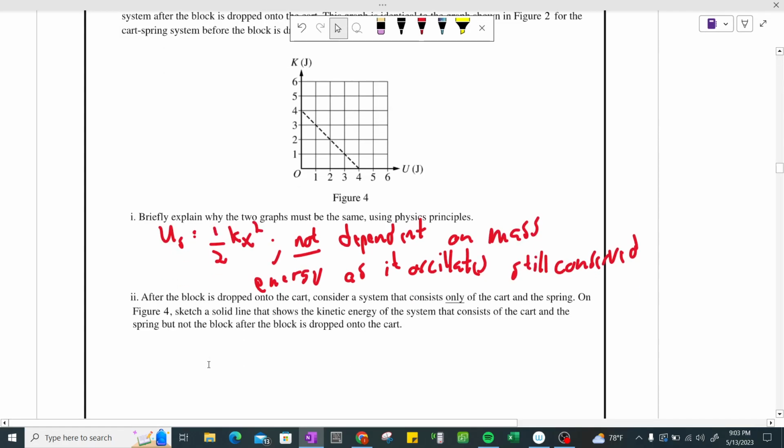And 2, after the block is dropped onto the cart, consider a system that consists only of the cart and the spring.